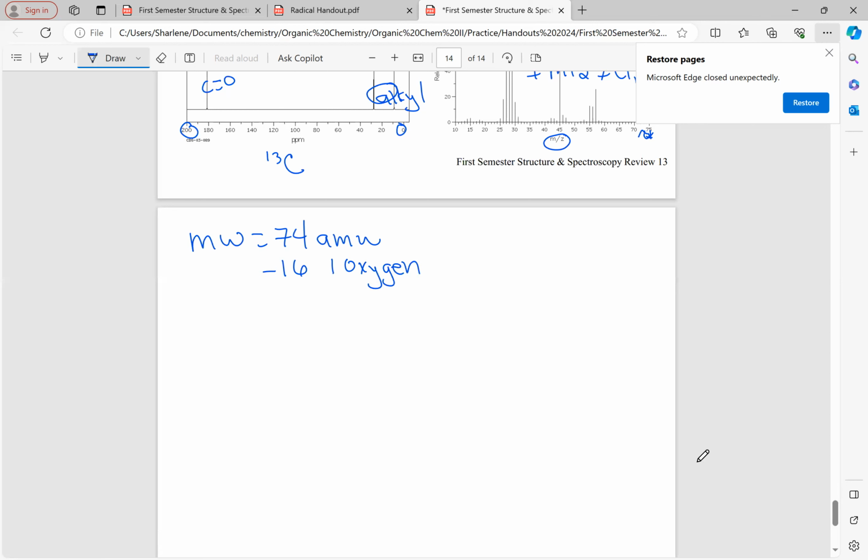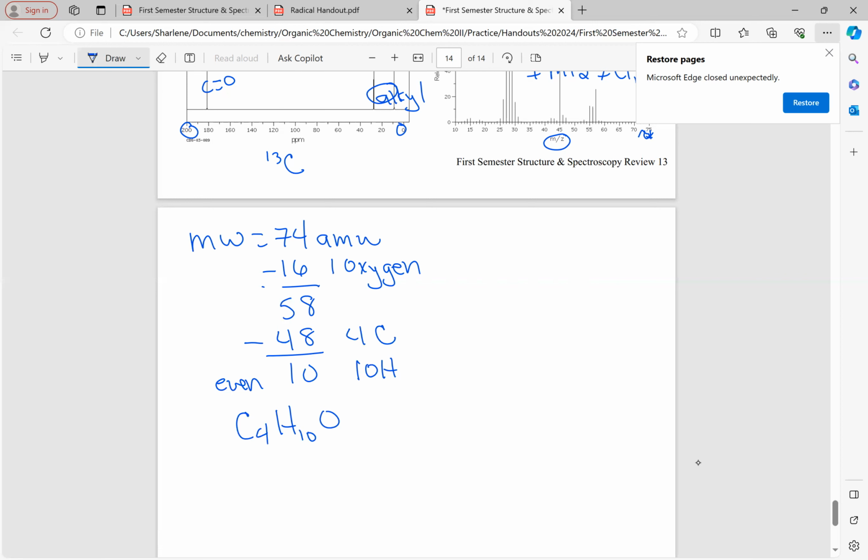If I didn't know that, I would have just started with carbons. So 58. Okay, so now I have 58. So how many carbons can go into 58? All right, well, we could do 4. Let me see. So that would be 48. That would leave me 10. All right, this is an even number, and that would be the remaining hydrogens. And then I'm just going to check. I'm going to say C4H10O. Does that make sense?